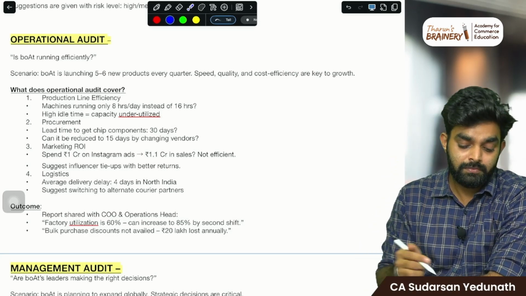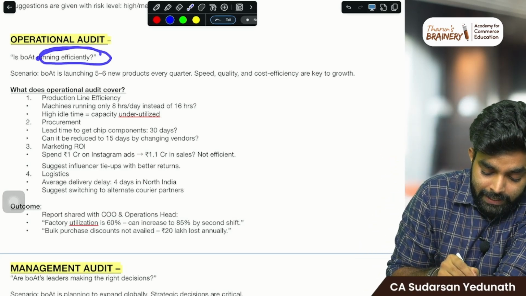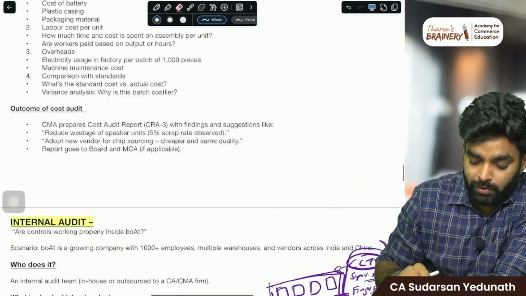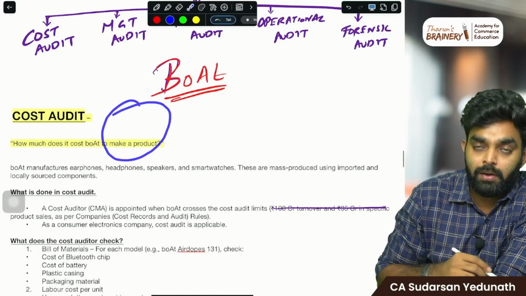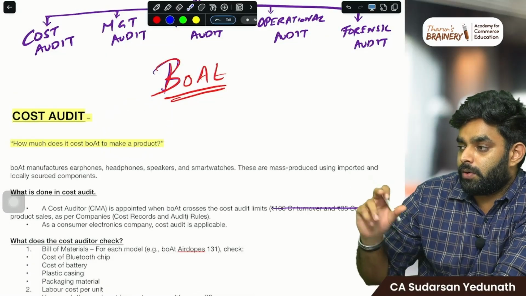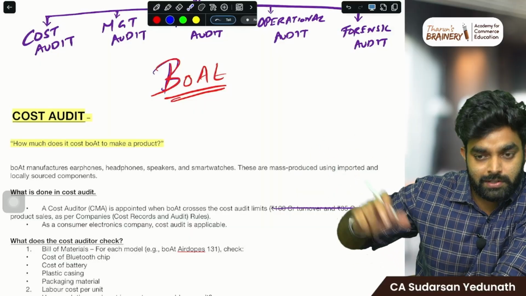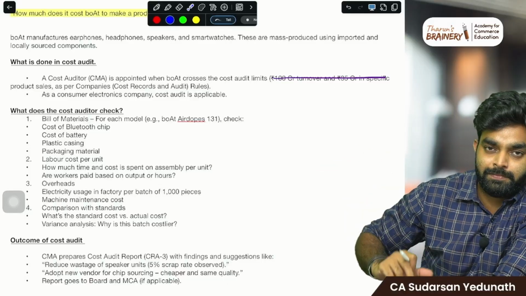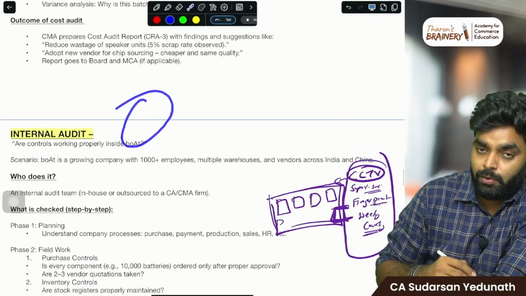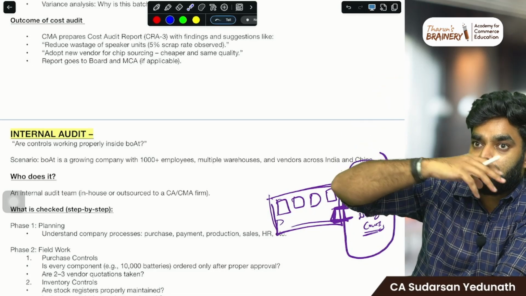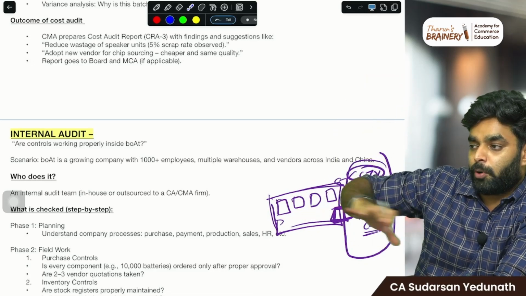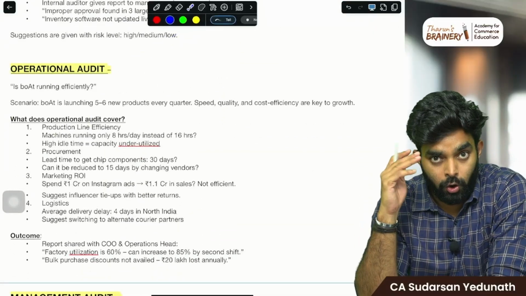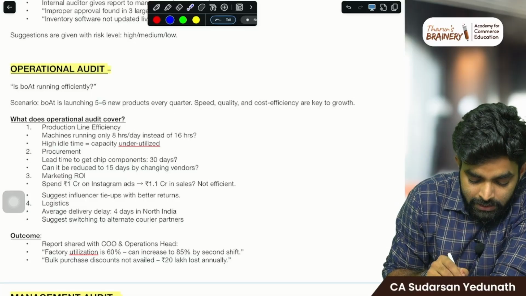Operational auditing means: is boAt running efficiently? We have taken one example, boAt. In the first case, we were looking at the cost per unit of each boAt product. For a boAt earphone, what was the standard cost, what was the actual cost. We audit that, why the fluctuation happened, whether there is any fraud, everything. Then in internal auditing, we look at the internal controls of boAt, whether CCTV, whether a senior supervisor, everything was there to protect boAt's warehouse. Now we are looking at the operations of boAt. Operational audit of boAt: is boAt running efficiently?